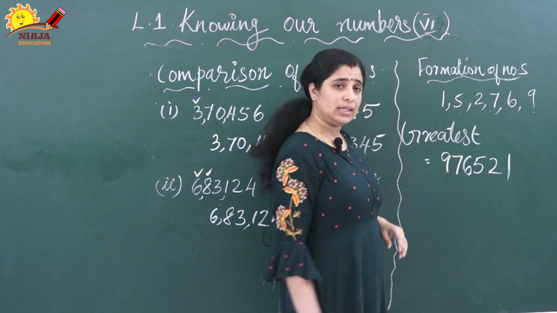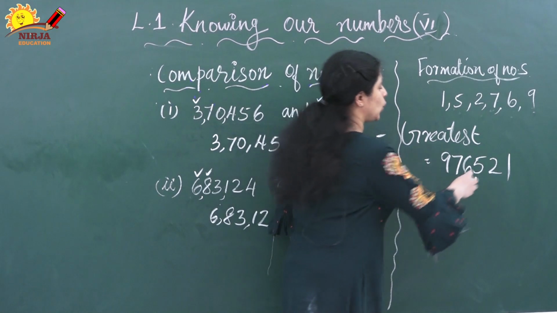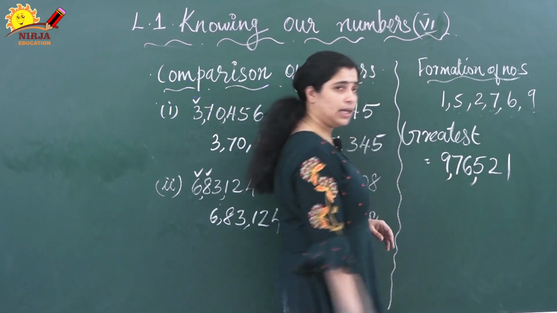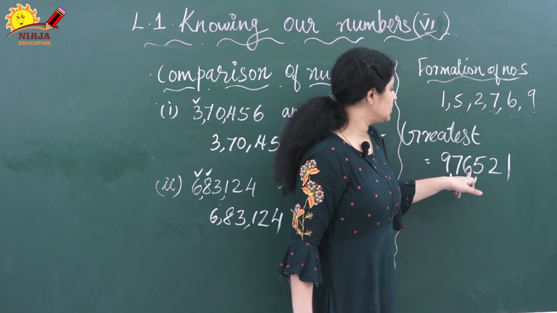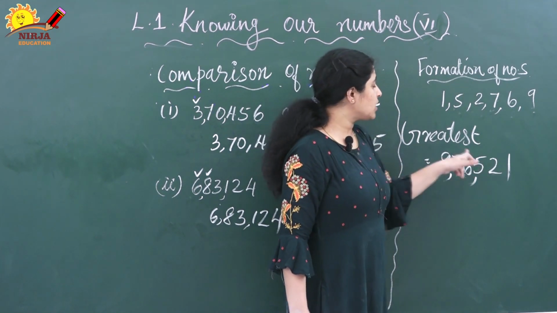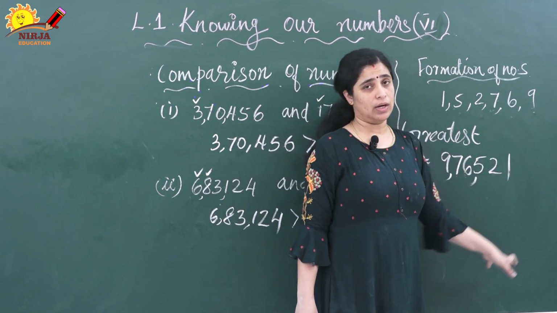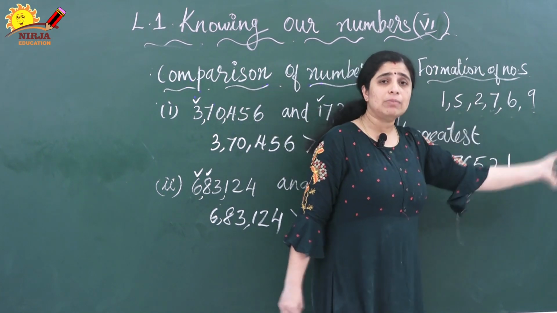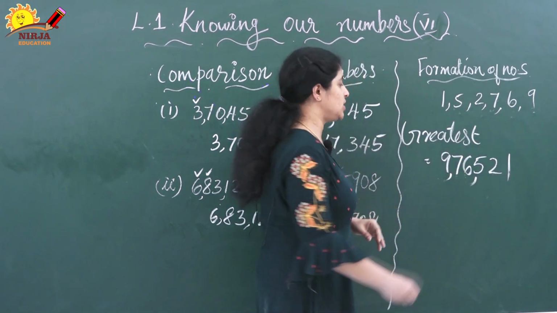How can you read this number? After each period you have to insert a comma, here 1 comma and here 1 comma. 1, 10, 100, 1000, 10,000 and lakh. So 9,76,521. Now using the same digits, we have to form the smallest 6 digit number.